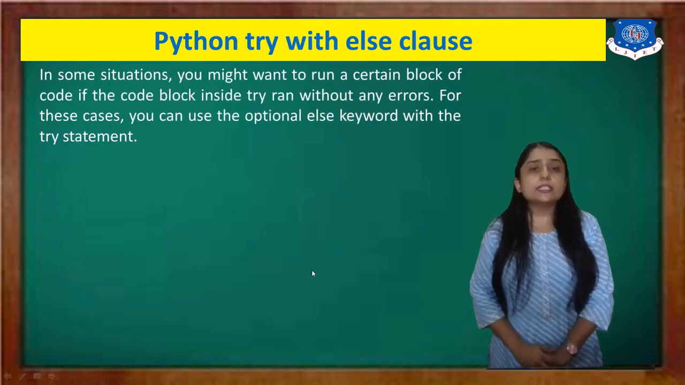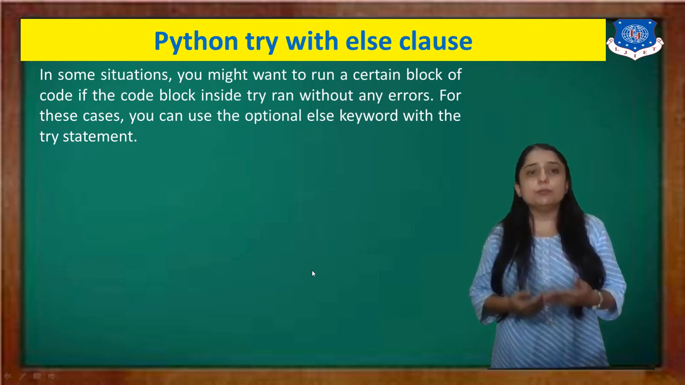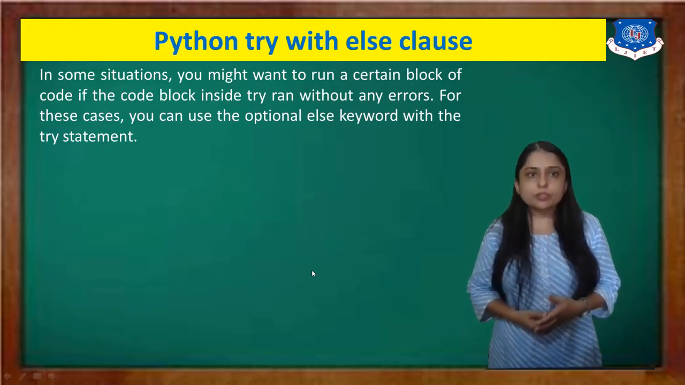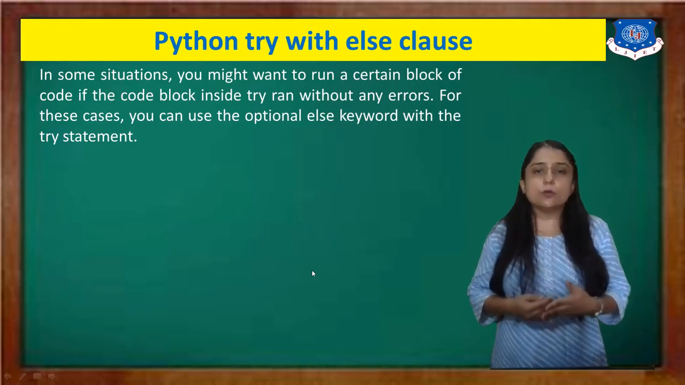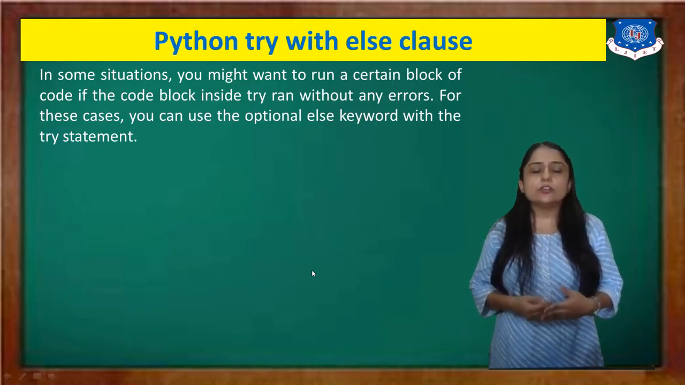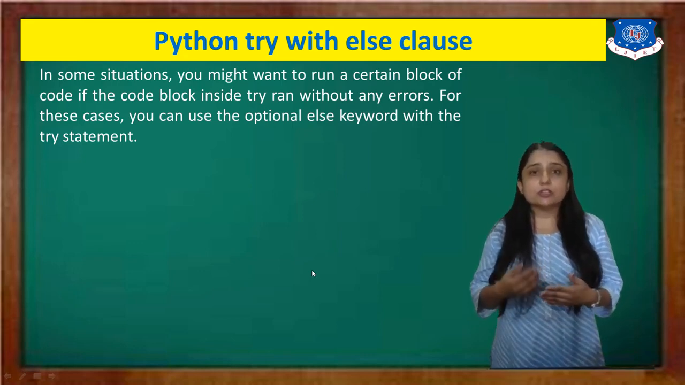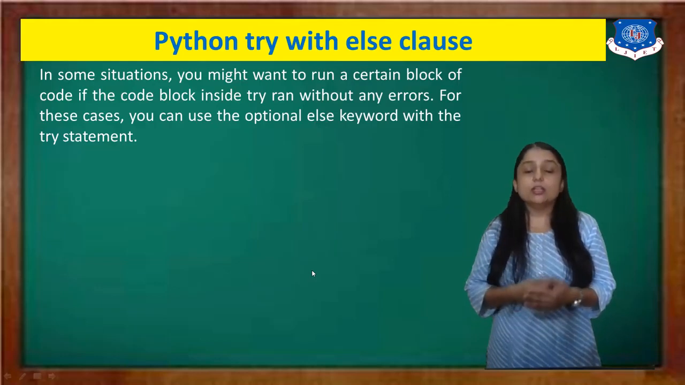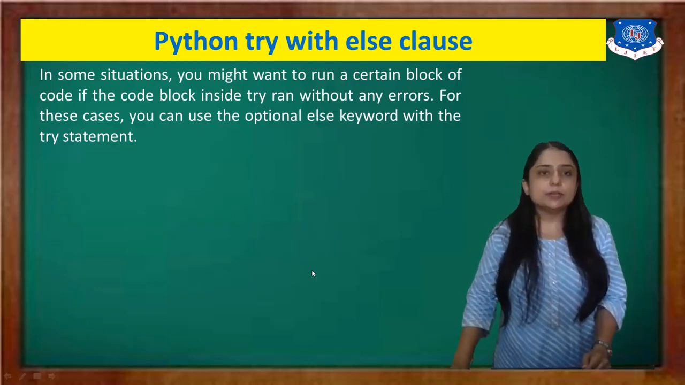In some situations, you might want to run a certain block of code only if the block inside the try can run without any error. For this, you can use the optional else keyword with the try statement. That means if no exception occurs inside the try clause, then I want to execute that particular block, so I write that block inside the else statement.